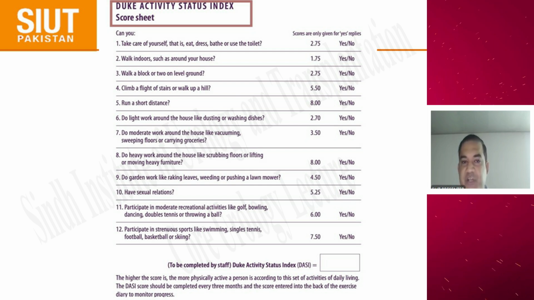Climb a flight of stairs or walk up a hill: 5.5. Run a short distance: 8 points. Do light work around the house, like dusting or washing dishes: 2.75. The more physically active a person is, the higher the score, according to this set of activities of daily living.